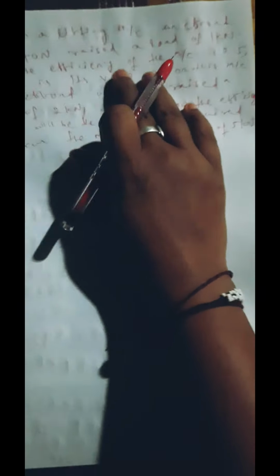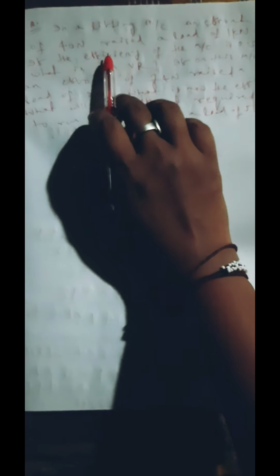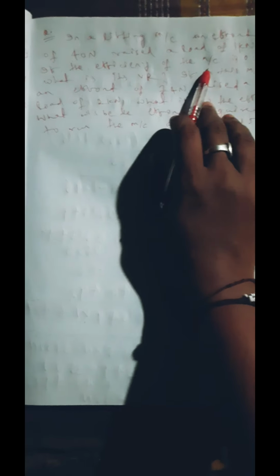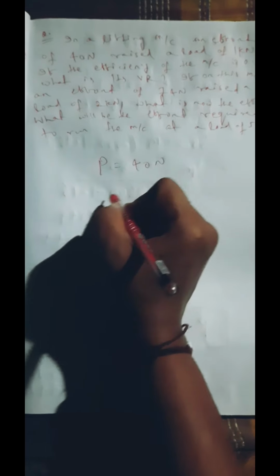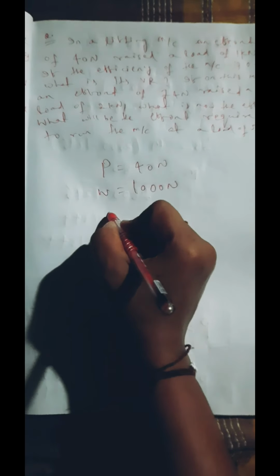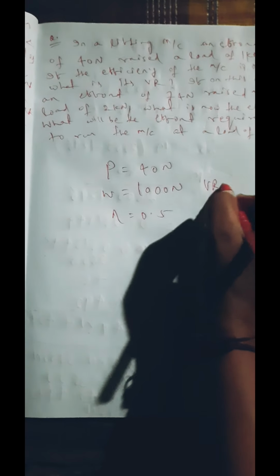Next we'll solve the second question. It is asked that in a lifting machine an effort of 40 Newton raised a load of 1 kilonewton. If the efficiency of the machine is 0.5, what is the velocity ratio? First we have to check the velocity ratio. It is given that P equal to 40 Newton, W equal to 1 kilonewton, that is 1000 Newton. Eta value is 0.5. We have to calculate the velocity ratio.